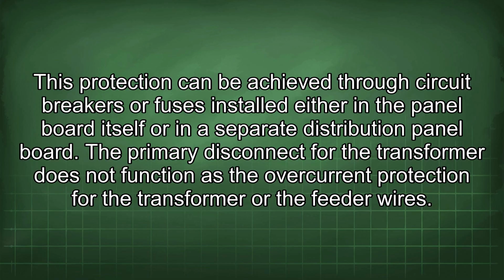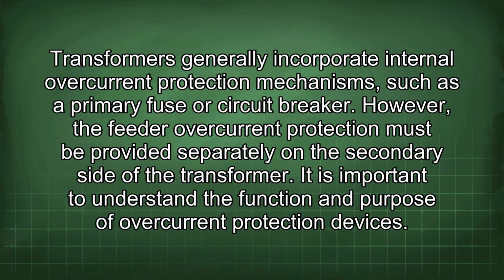The primary disconnect for the transformer does not function as the overcurrent protection for the transformer or the feeder wires. Transformers generally incorporate internal overcurrent protection mechanisms such as a primary fuse or circuit breaker. However, the feeder overcurrent protection must be provided separately on the secondary side of the transformer.